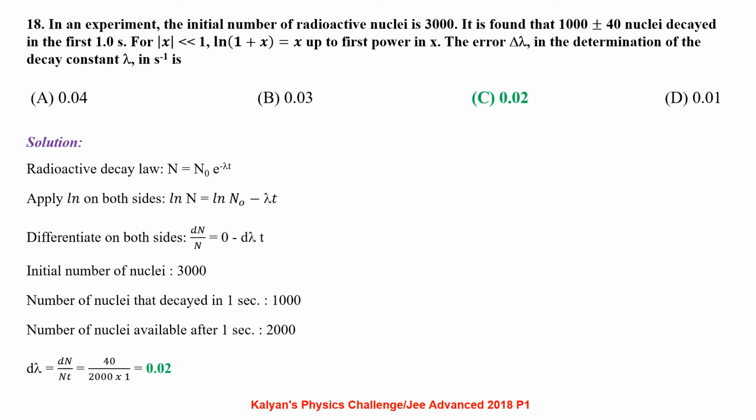The error delta lambda in the determination of decay constant is? Radioactive decay law, N equal to N naught e power minus lambda t. Apply ln on both sides. Ln N equal to ln N naught minus lambda t. Differentiating on both sides, delta N by N equal to 0 minus d lambda into t. Initial number of nuclei is 3000. Number of nuclei that decayed in 1 second is 1000 and the number of nuclei available after 1 second is 2000. So d lambda equal to dN by N into t, that is 40 by 2000 into 1, that is 0.02.